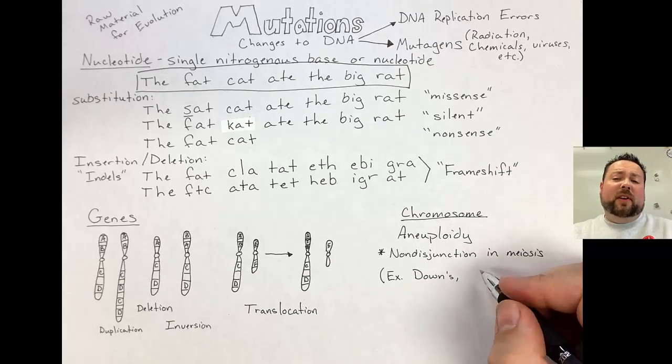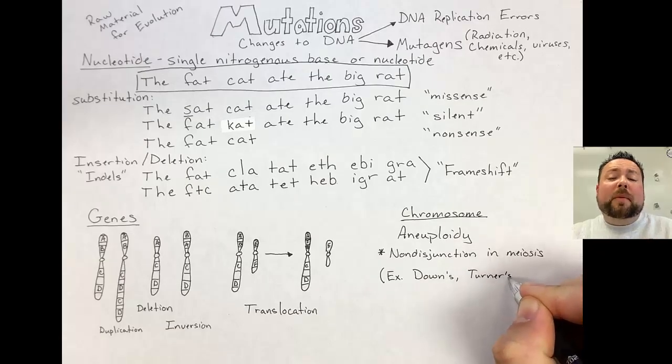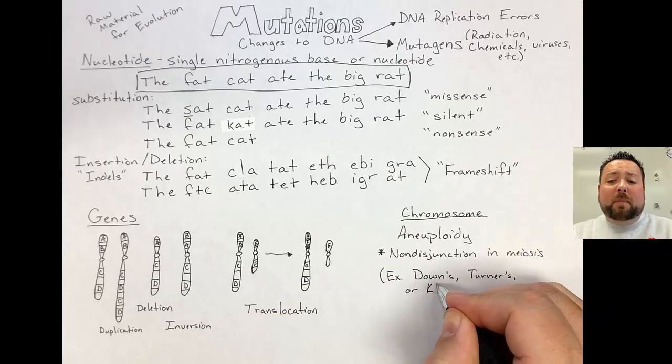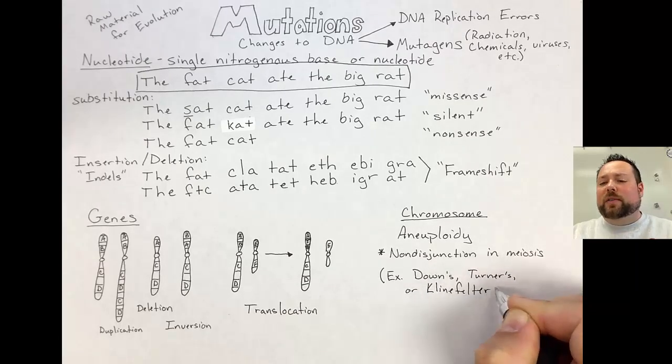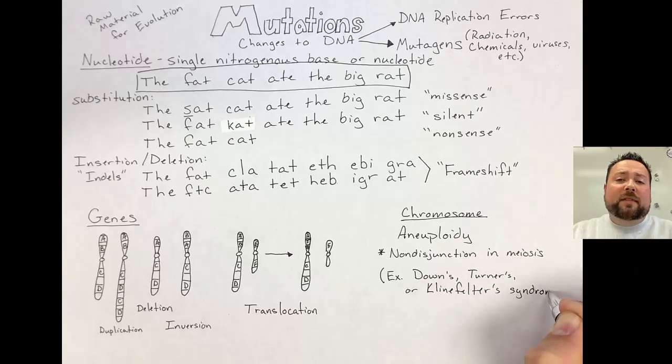There are some different examples of that, like Down syndrome, which is probably the most notable example, but there are some others that we'll talk about in our next unit. Turner syndrome and Klinefelter syndrome are another couple of examples of chromosomal mutations.